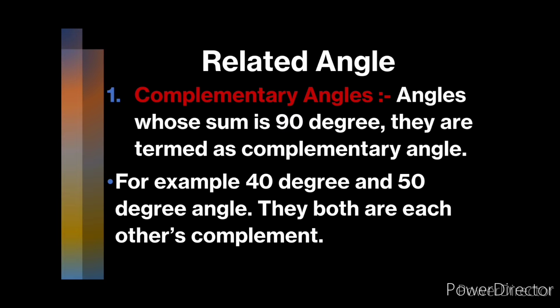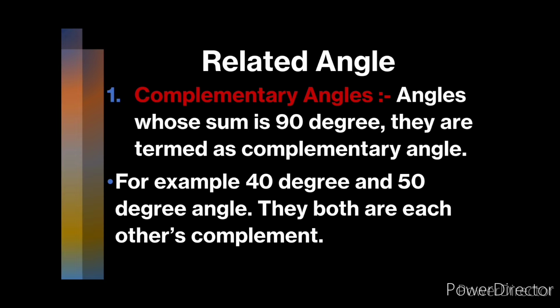For example, we have taken here a 50 degree angle and a 40 degree angle. If we do their sum, it is 90 degrees. And if we take a 60 degree angle plus a 30 degree angle, their sum is also 90 degrees. So the complement of 50 degrees is 40 degrees and the complement of 60 degrees is 30 degrees. Means the complement of 40 degrees is 50 degrees and the complement of 30 degrees is 60 degrees. That is what we call complementary angles. They are complements of each other.